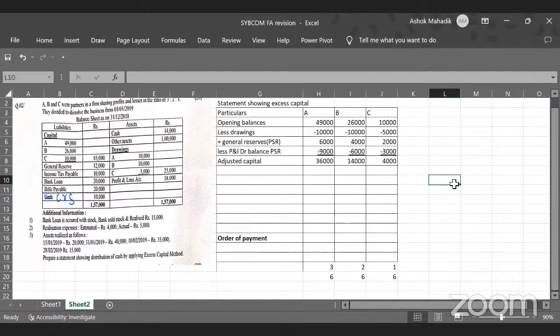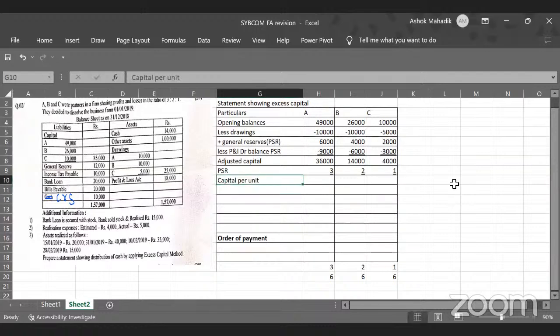Now those 4 steps which we have to follow once we get adjusted capital. Okay. Once we got adjusted capital, the first thing you will do is write PSR. So PSR is 3:2:1. Okay. Now we have to divide adjusted capital by PSR. We get capital per unit.